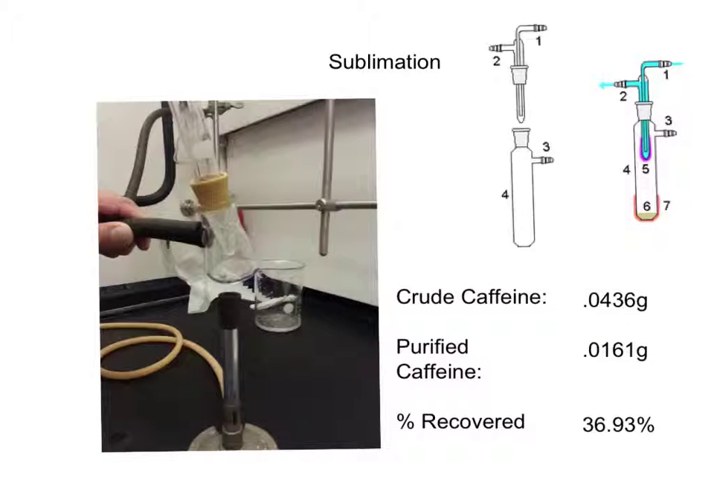After evaporating the dichloromethane, the crude caffeine remained on the side of the flask. This is a poor quality picture, so you're unable to see. However, it was on the side of the flask, and we did a technique called sublimation, where matter goes straight from being solid to a gas.